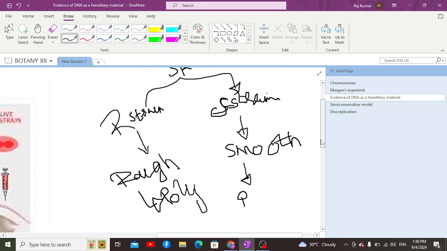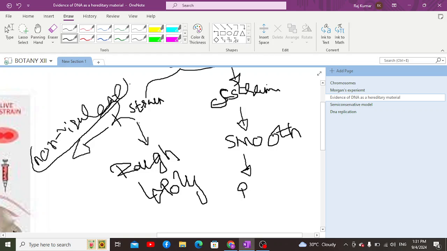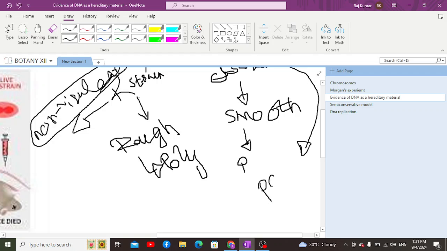Now, the R strain is a non-virulent, or non-pathogenic, strain. The S strain, on the other hand, is considered a virulent strain, which causes infection and disease. So it is a pathogenic or virulent strain.